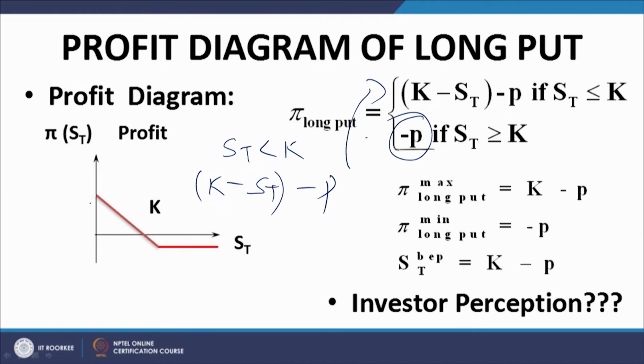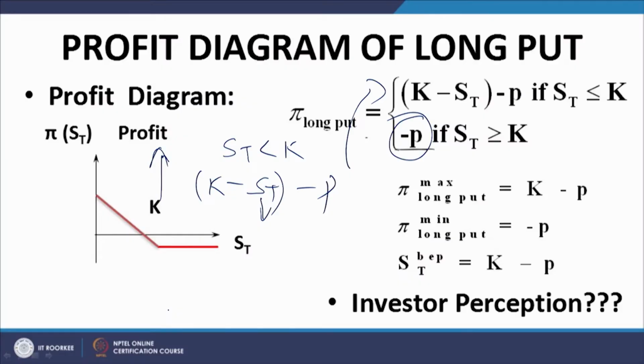Lower the price, higher the profit; lower the value of ST, higher is the profit. Why? Because the lower the market price of the asset, lower is the price at which you can buy it in the market and sell it against the option contract. And now you can see here that the maximum profit is bounded. The maximum profit is bounded and is equal to K minus P, and that will occur when ST is equal to 0. And the minimum profit is minus P, that is a loss in the event that ST finishes up greater than K, and the break even point is K minus P, that is this point here.